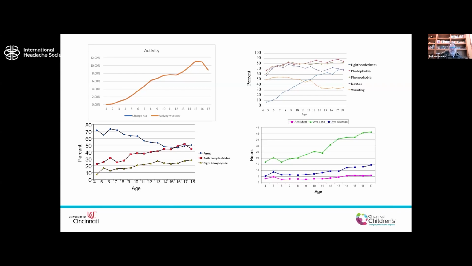And then finally, one of the things I always like to show is the duration. If you only ask the duration of the average headache, which is shown in blue, you may have kids that fall below that 2-hour line. But if you ask them, what's your average headache, your longest headache, and your shortest headache, the longest headaches frequently get into that time duration. And again, since we're diagnosing the patient, not the event, then having just 5 headaches of long duration is enough to make the diagnosis.